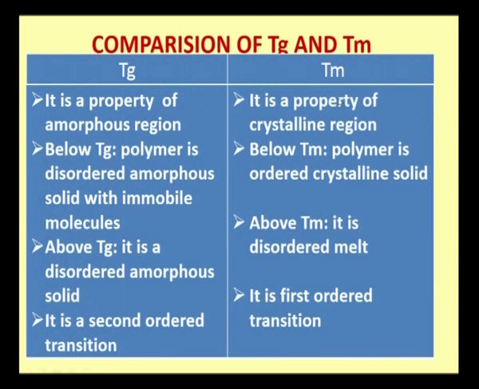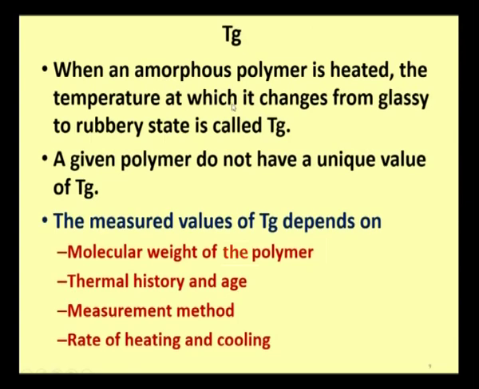When you talk about the melting point, below the melting point, the polymer is an ordered crystalline solid, and above the Tm temperature, it is a disordered melt. So, this is the basic difference between Tg and Tm in a particular polymer, and hence Tg is also called the second order transition and Tm is called the first order transition.